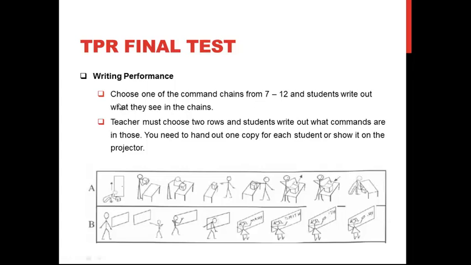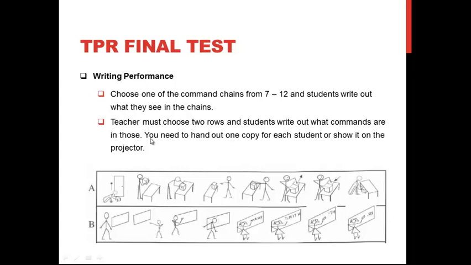And the students write out what they see in the chains. So the teacher chooses, again, you have rows A, B, C, D, and E, and the teacher chooses 2 rows. And the students write out what commands are in those. So if I said the teacher chose rows B and D, students go on the back of the worksheet.